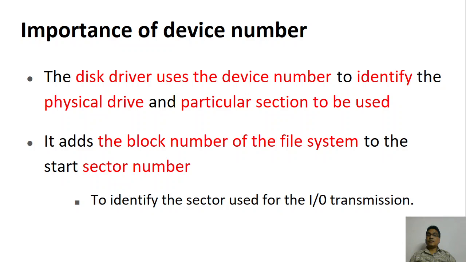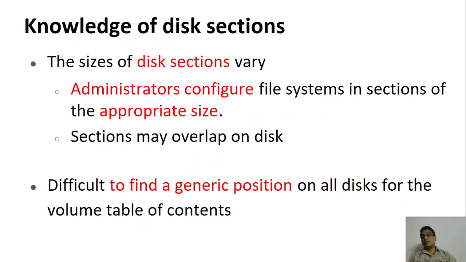The disk driver uses the disk number to identify the physical drive. I've already told you every disk has the major number that identifies the disk and the minor number that identifies a particular partition within the disk. It adds the block number of the file system to go to the particular sector and then starts reading it.